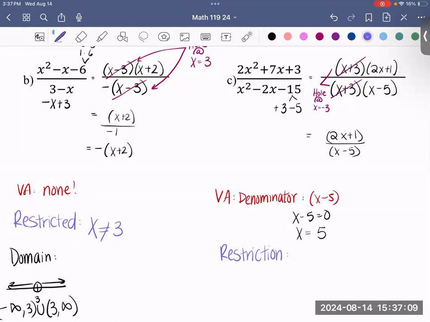Our restrictions are from your vertical asymptote when x is equal to 5 and the hole when x is equal to -3. So we cannot be these values. So if we were to draw a little graph notation, we have -3, we have 5, jump, jump.